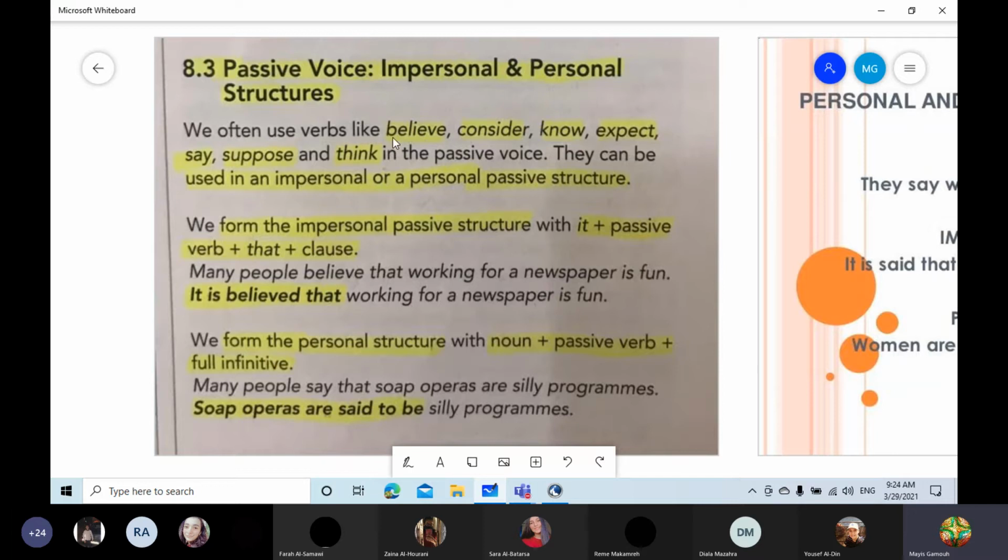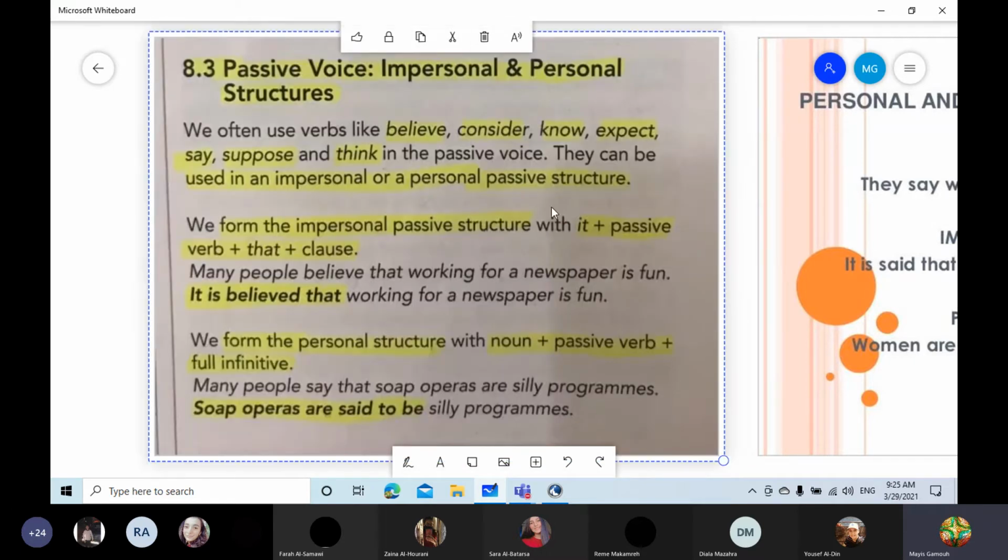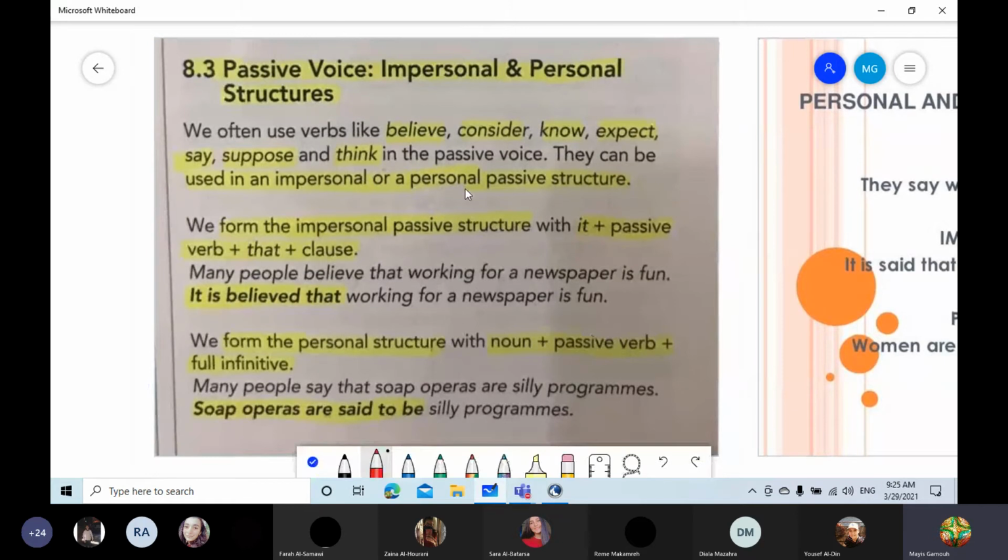We often use verbs like believe, consider, know, expect, say, suppose, and think in the passive voice. Why? To express our feelings, our thoughts, our opinions regarding something in a more formal way. They can be used in the two types of the passive, which are the impersonal and personal passive.